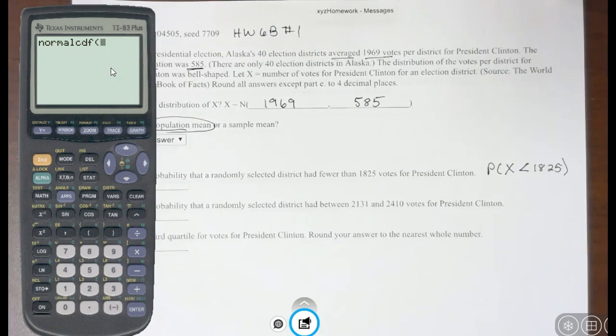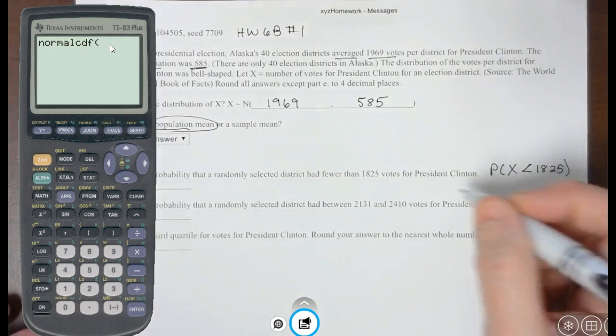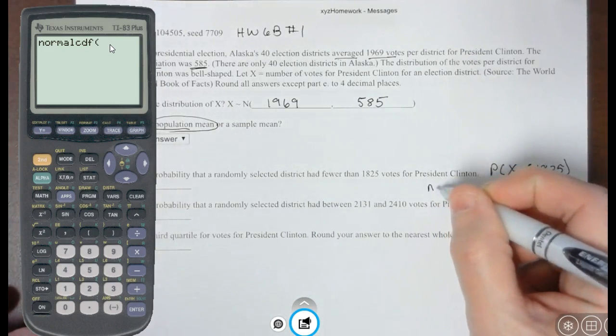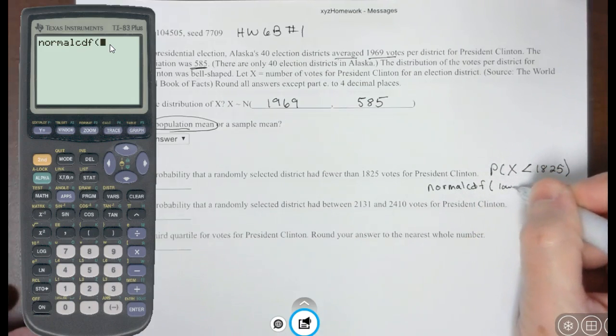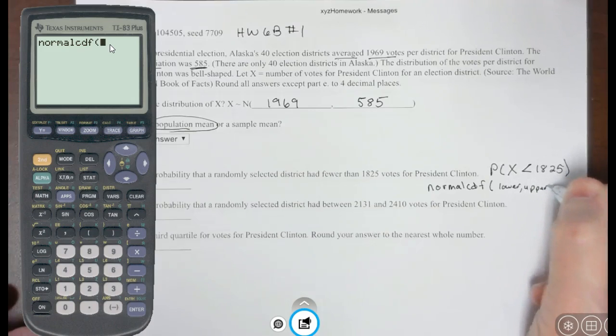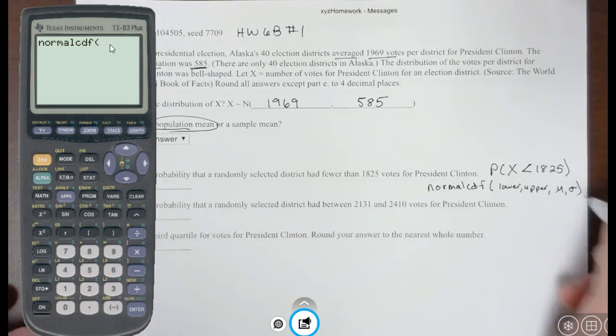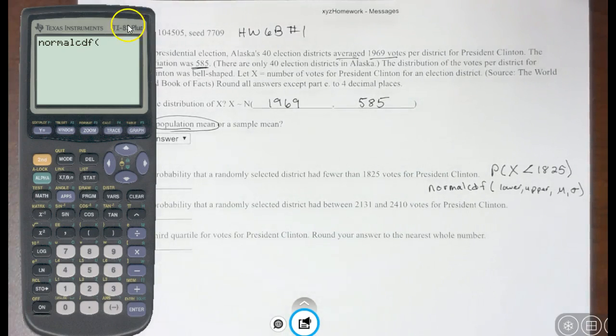The newer calculators tell you that you have a lower bound we're going to put in, upper bound, the mean, and the standard deviation. So under this normal CDF, we're going to put the lower, upper, the mean, and the standard deviation. So let's put this in. Well, it says we're looking for less than 1825. So I like putting in just a really small number. Could be negative 10,000, 100,000, 1 million, just as long as it's really small compared to what we're looking for.